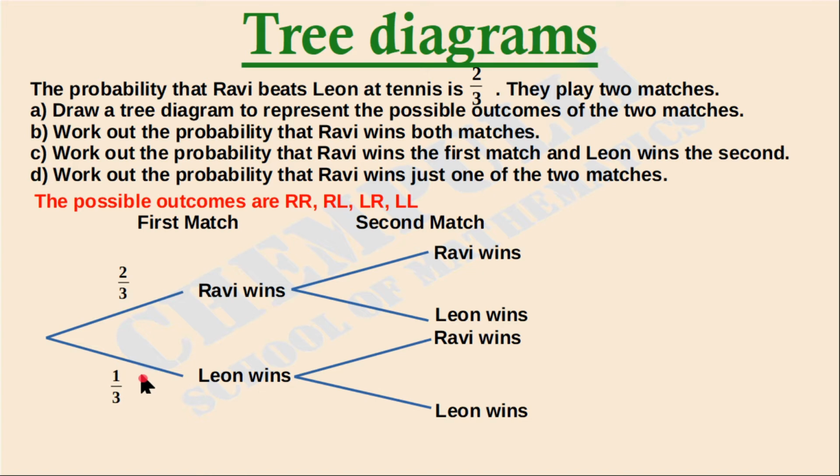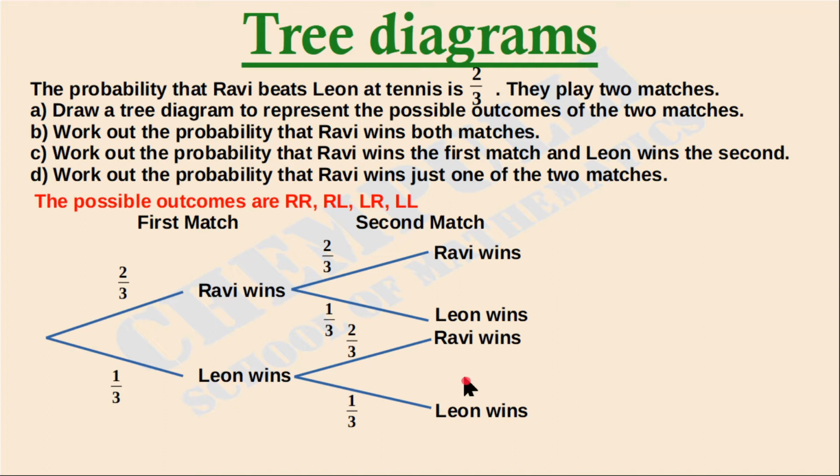In the same way, now we know the second match. Now we are going to move to the second match. That is, Ravi wins the match with probability 2 over 3, and Leon wins the match with probability 1 over 3. These are the probabilities. Okay, then this is the first question.